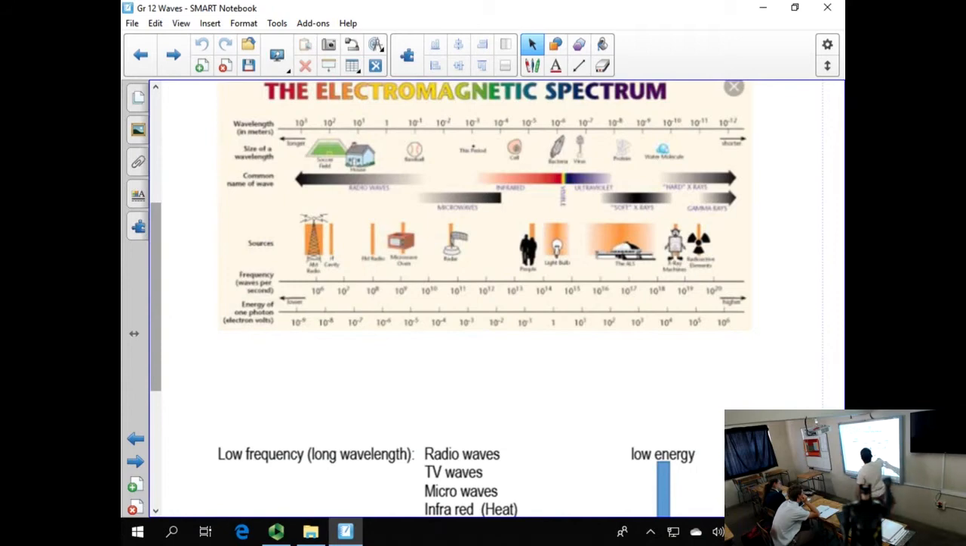Then we get the visible spectrum. Our eyes are sensitive to red, orange, yellow, green, blue, indigo, and violet. Some people are a bit colorblind, so they can't distinguish between blue and green, maybe. And you get various grades of color blindness. I'm not going to go into that, but this is the visible spectrum, and this is how we see the world around us. All right.